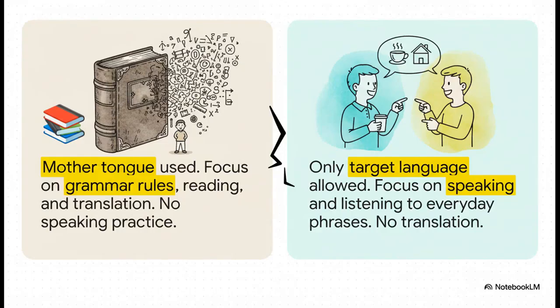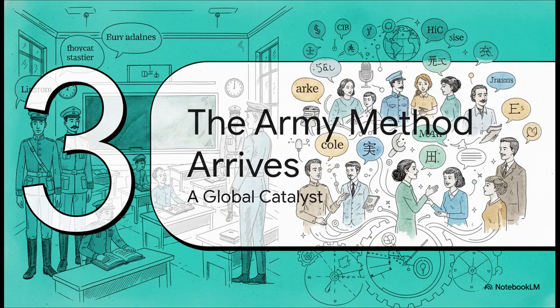This huge shift gave birth to something called the direct method. And as you can see here, it was the polar opposite of grammar translation. In the direct method classroom, your native language was forbidden. Translation was out. The whole focus was on listening and speaking using everyday vocabulary. It was a revolution. Now, the direct method was a huge step in the right direction, but then progress kind of stalled for a bit.